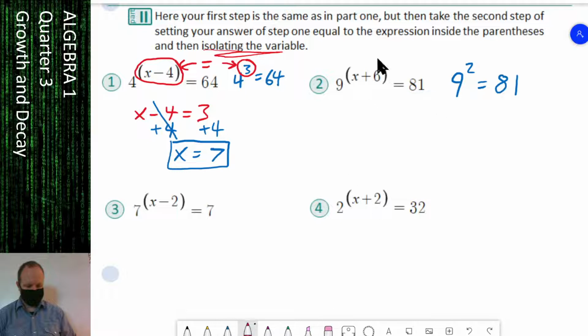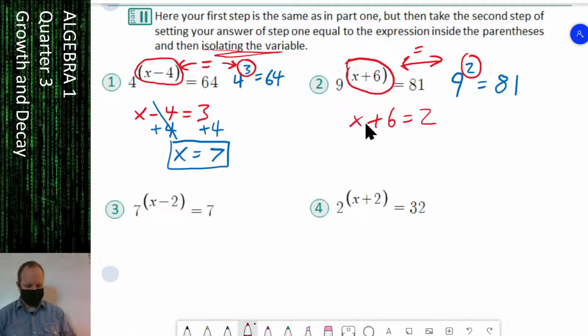Once we have that, these are the only 2 key things. We're not worried about 9 or 81 anymore. We don't have to deal with any of that. We're going to set those 2 things equal to each other, because we want this to be equal to 2. That would make it 9 to the second power equals 81. That would make it a true statement. So x plus 6 equals 2.